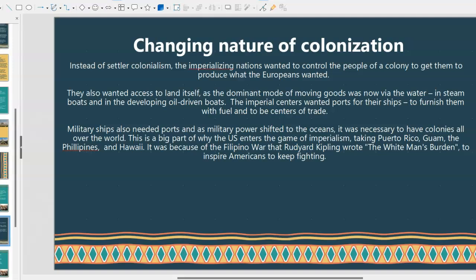So, instead of settler colonialism, the imperializing nations wanted to control the people of the colony to get them to produce what they wanted and to create markets. They also wanted access to the land itself, particularly water and ports, because by this point in time, when we get to the late 1800s, you are looking at steam-driven boats and oil-driven boats as being the nature of the transport of goods.